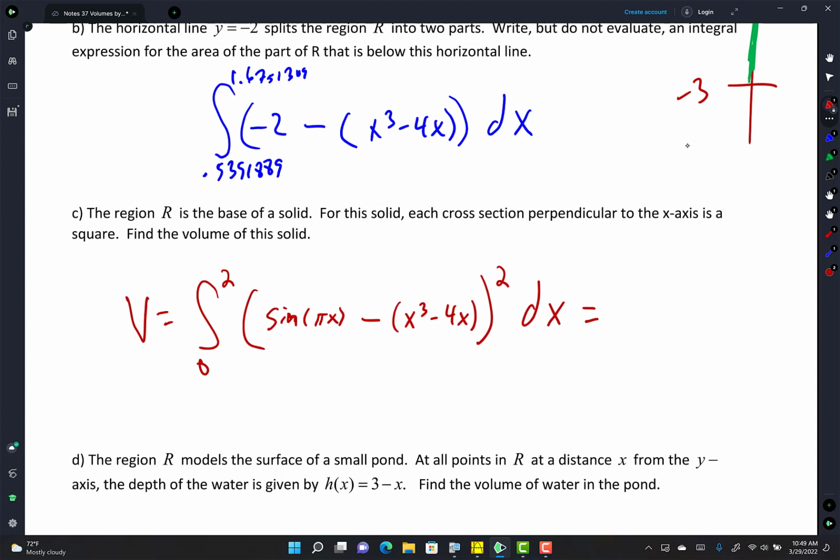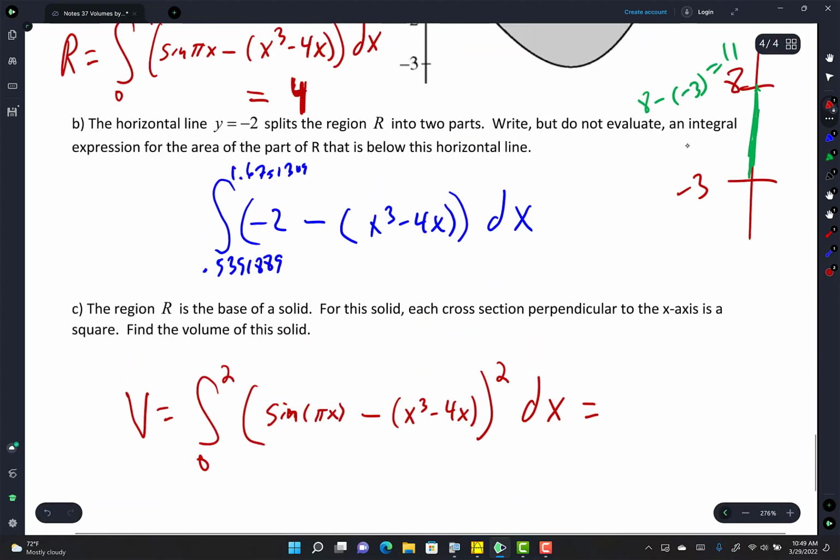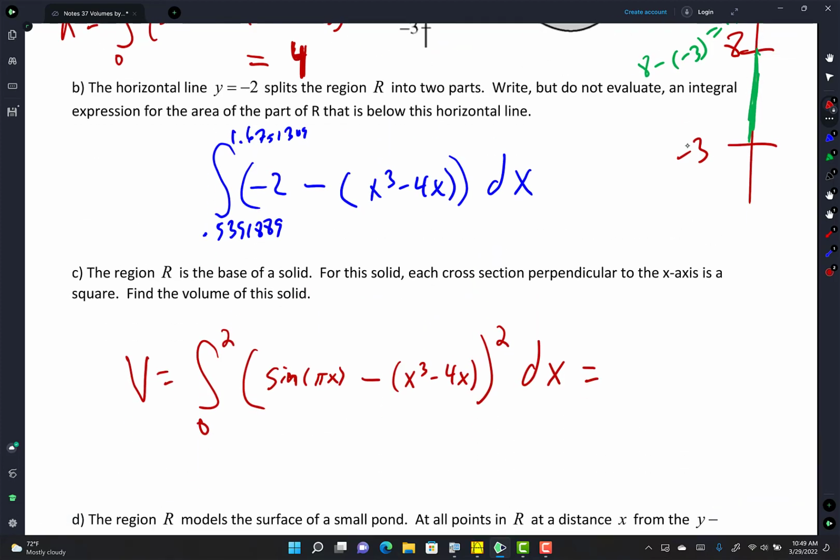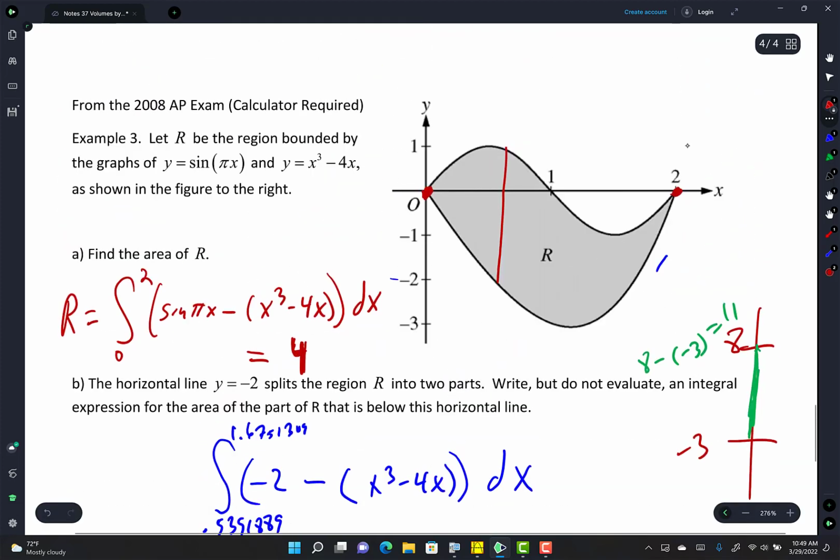All right, I haven't finished it yet, guys, but if you want to start looking up. So they want the volume of something that I have that's coming out, right? It says the region R is the base of a solid. For this solid, each cross-section perpendicular to the x-axis is a square. So it's coming out of the board. I'd like to draw a line. This line here is just one side of that square, and it's coming out.